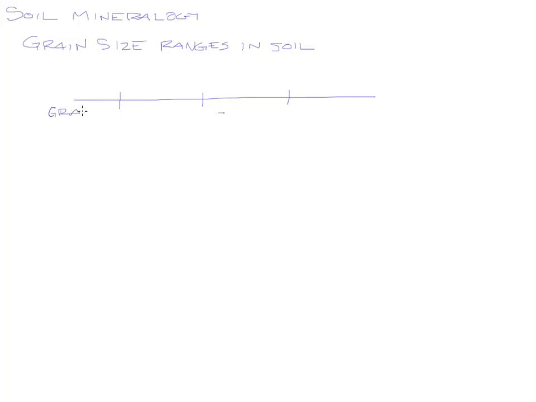Okay, in this video we're going to talk about soil mineralogy and grain size ranges in soil. So I've drawn a line here representing gravel, sand, silt, and clay. And of course the dividing line between gravel and sand is the number 4 sieve, and between sand and silt is the number 200 sieve. The number 4 sieve is 5 millimeters, the number 200 is 74 microns or 0.07 millimeters, and clay minerals are smaller than 0.002 millimeters or 2 microns.